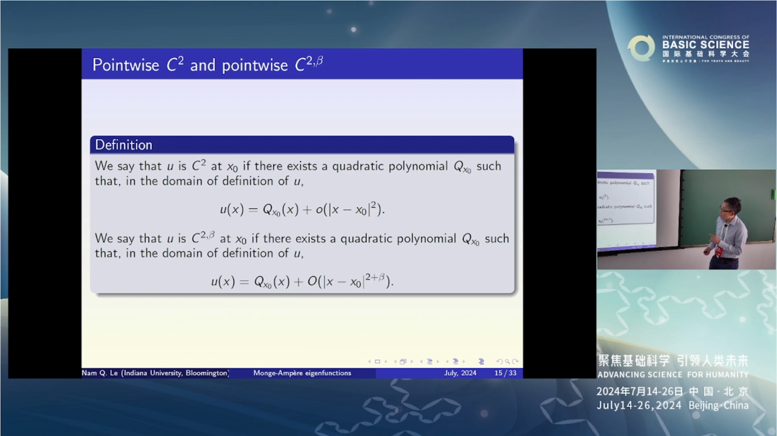On the other hand, if you would like to have pointwise C2,beta, then there should be a quadratic polynomial Q_x0 so that if you subtract Q_x0 from u, you have this error. And here you only need the capital O, big O. Because if you replace little o by big O, then you only have pointwise C1,1. But for pointwise C2, you need to have a little o.